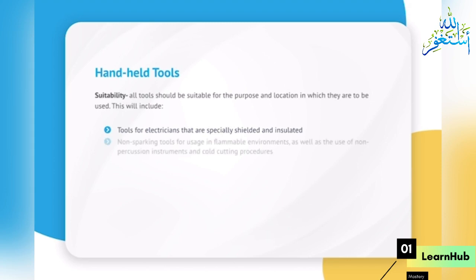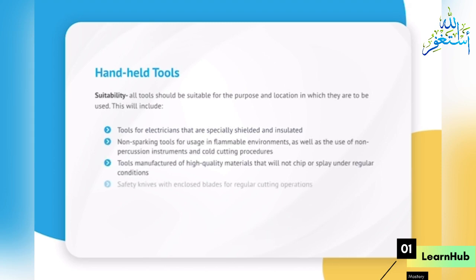Suitability. All tools should be suitable for the purpose and location in which they are to be used. This will include tools for electricians that are specially shielded and insulated. Non-sparking tools for usage in flammable environments, as well as the use of non-percussion instruments and cold cutting procedures. Tools manufactured of high-quality materials that will not chip or splay under regular conditions. Safety knives with enclosed blades for regular cutting operations. Cold chisels without burred ends.